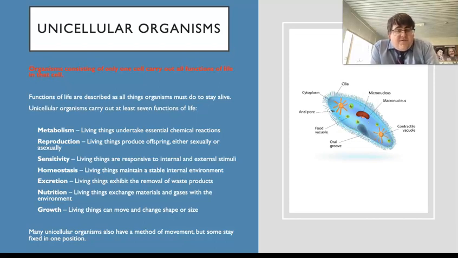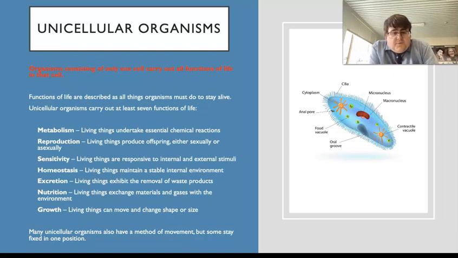So the 7 functions of life that unicellular organisms carry out, we'll go in the order of Mr. Sheng. M for Mr. is metabolism. So living things will undertake essential chemical reactions. So inside a unicellular organism, they are basically going through chemical reactions to keep their life going. So you have aerobic respiration, potentially photosynthesis, things like that all happening inside the cell. Next is R, in Mr., is reproduction. So living things produce offspring, either sexually or asexually. For unicellular organisms, we're looking at asexually most of the time, and that's going to be through binary fission, which we'll talk about in a little bit more detail later on.